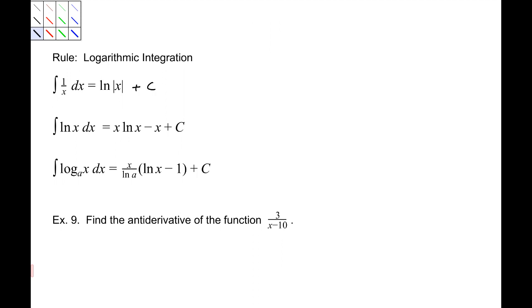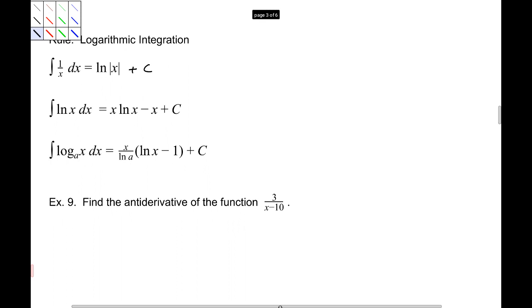And we'll use u substitution like the others to try to get it to look a little better. Now, the integral of natural log of x dx is x natural log x minus x plus c. And the last one we have is if we have a log in some other base, log base a of x dx, the integral of that is x over natural log a times natural log x minus 1 plus c. All right, so let's work with number 9.